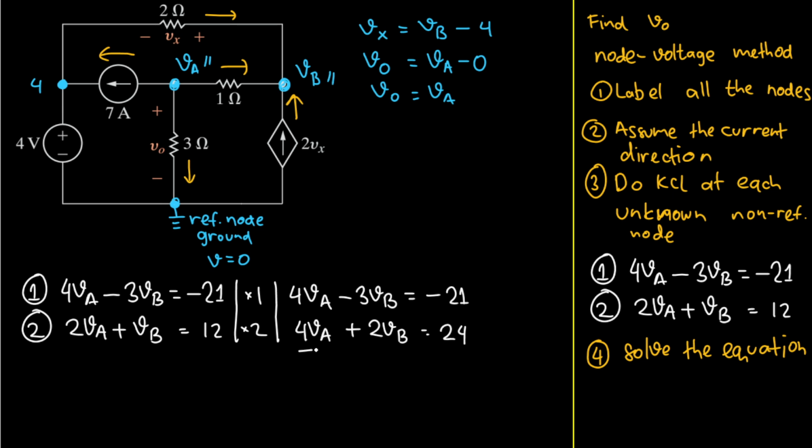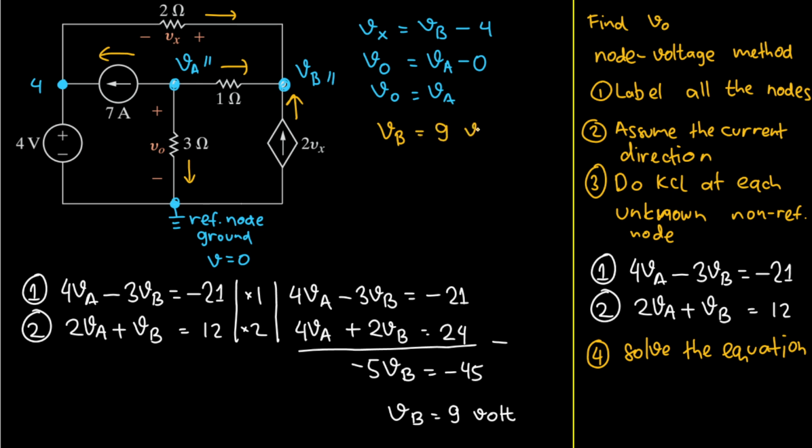Okay, we can subtract this, right? So we will have minus 5VB equals minus 45, which is good because we can divide both sides by minus 5. So we'll have VB is equal to 9 volt. And let's save that because this is one of the most important values here. We know that VB is 9 volt.